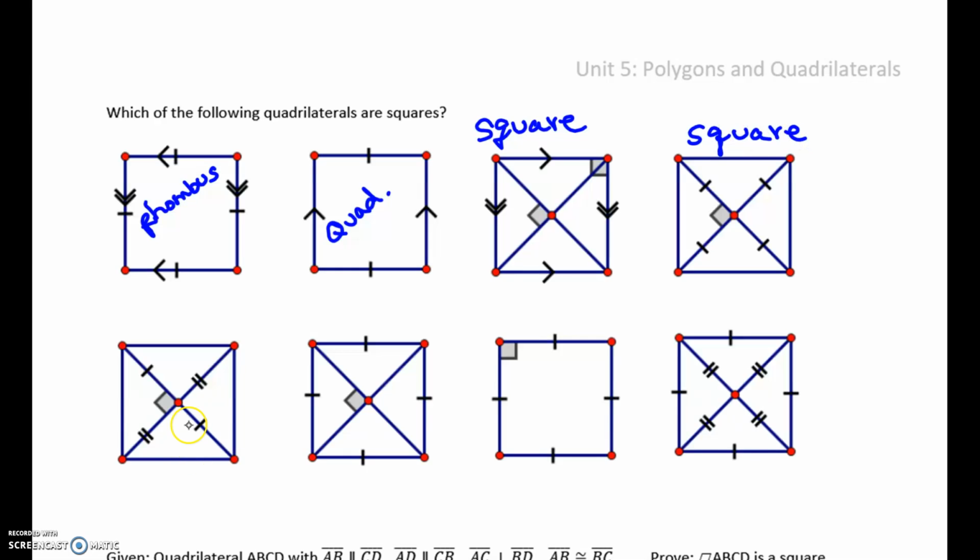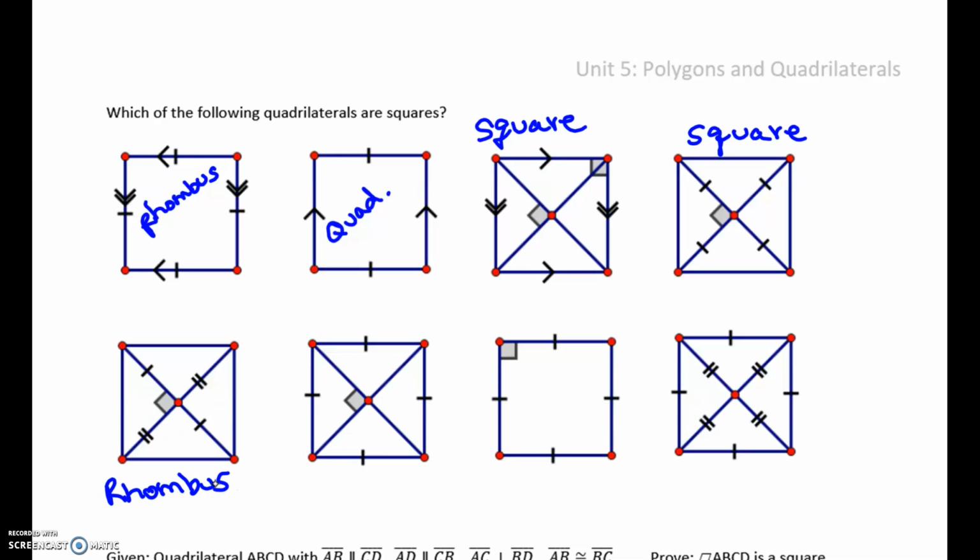Down here, I know that this is a parallelogram because my diagonals bisect each other. I know he's a rhombus because my diagonals are perpendicular. But I cannot prove this to be a rectangle. Nothing in this tells me this is a rectangle. So the best thing I can call this is a rhombus. That's the most specific name I can give it.